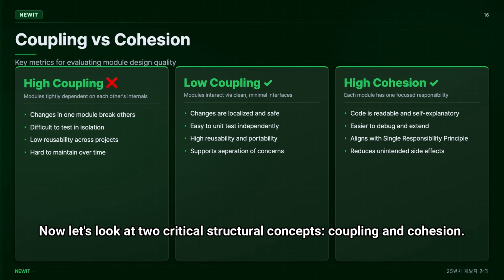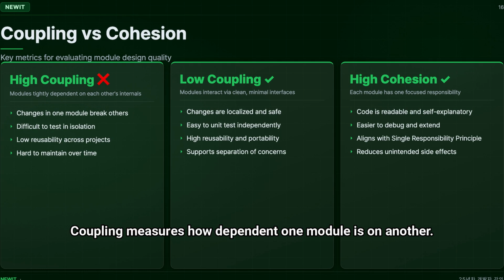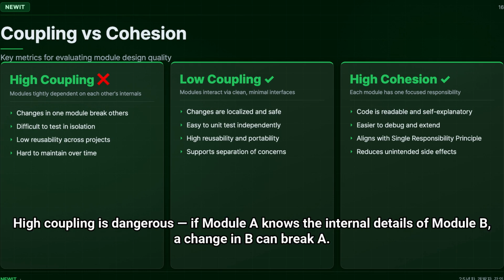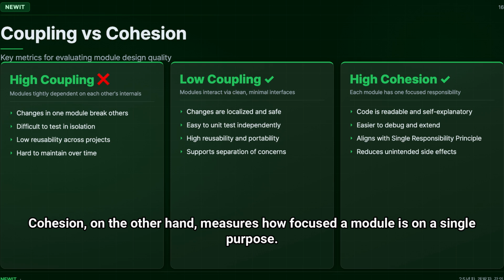Now let's look at two critical structural concepts, coupling and cohesion. Coupling measures how dependent one module is on another. High coupling is dangerous. If Module A knows the internal details of Module B, a change in B can break A. We always aim for low coupling, where modules interact through well-defined interfaces and know as little as possible about each other's internals. Cohesion, on the other hand, measures how focused a module is on a single purpose.